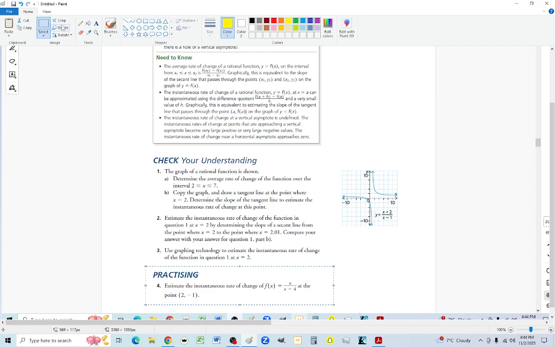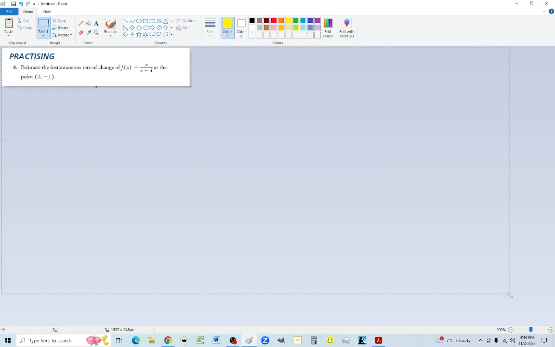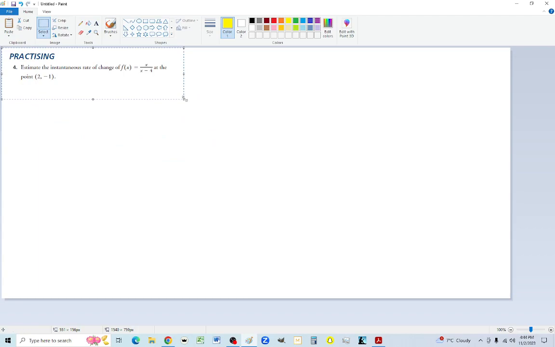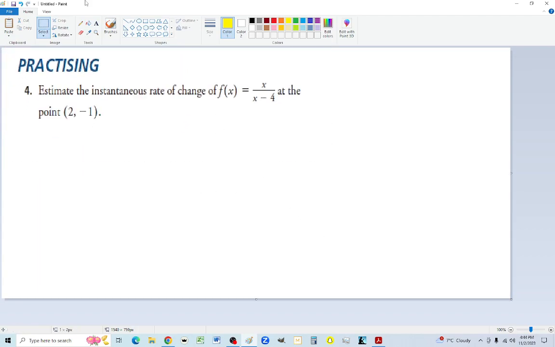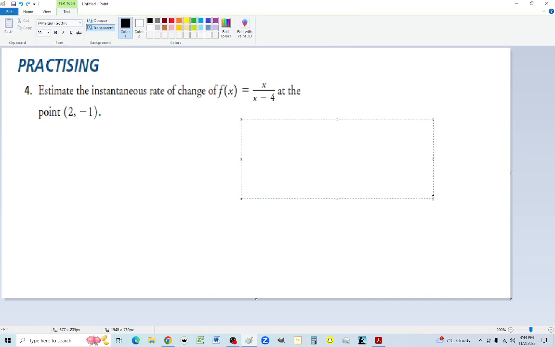Estimate the instantaneous rate of change. Estimate usually means don't do any calculations, but we're going to figure out what 2 is. We know that when we put 2 in here, it's -1. If we're going to take a number just to the right of 2, let's take 2.00001, with 5 zeros, and pretend x is 2.00001. Clearly it is to the right of 2, so it's going to be 2.00001 minus 4. Now, this ends up being -1.9999999.